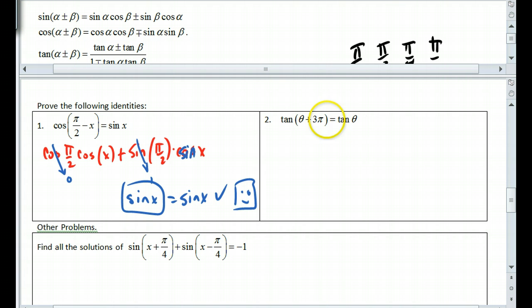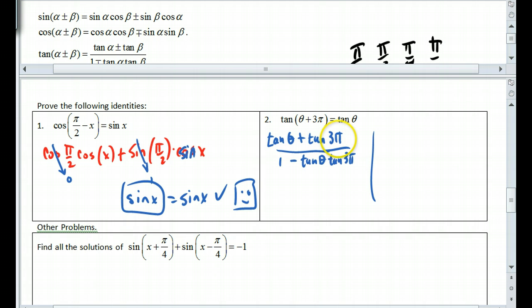Tangent. If I do this one, tangent of theta plus 3 pi is just still equal to the tangent. So what am I going to use here? Well, I'm going to use this formula there. So if I have tangent alpha plus beta, and I should work on one of these sides at a time. I gave myself a little bit more room, so this is going to be tangent of theta plus tangent of 3 pi, all over 1 minus tangent theta tangent 3 pi.